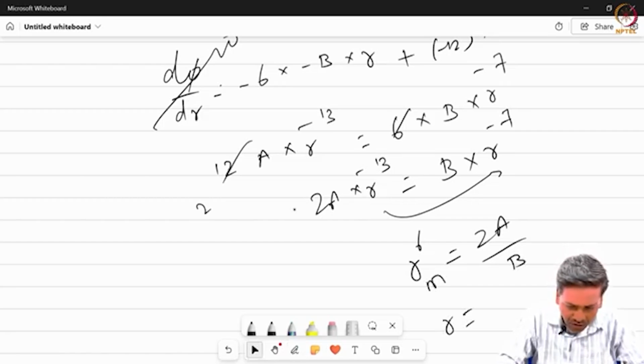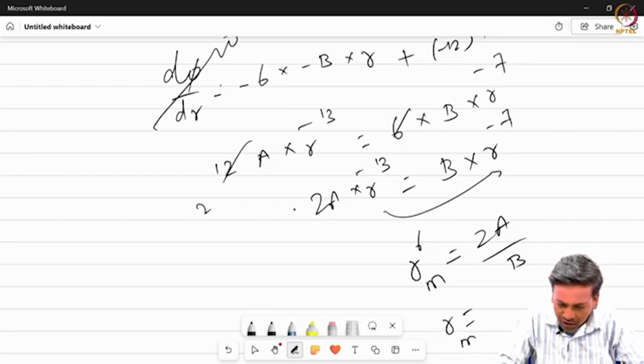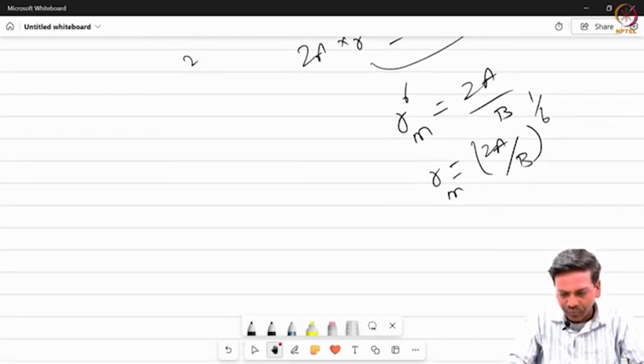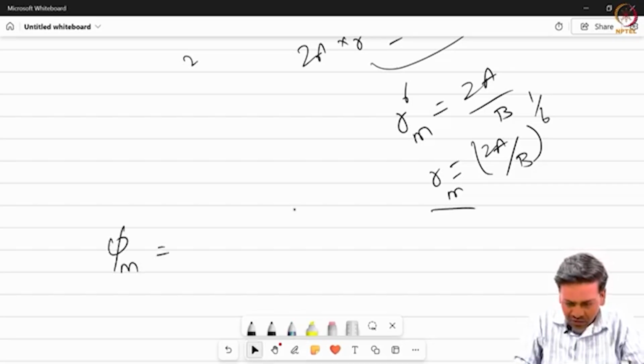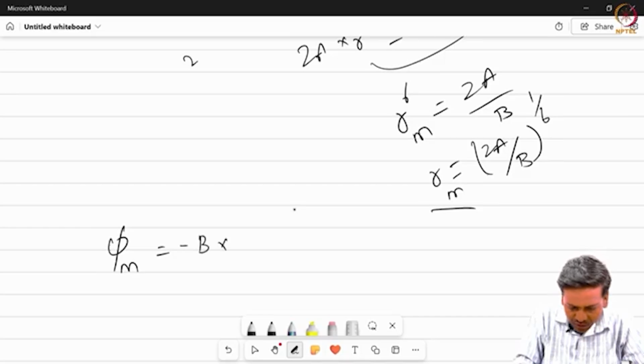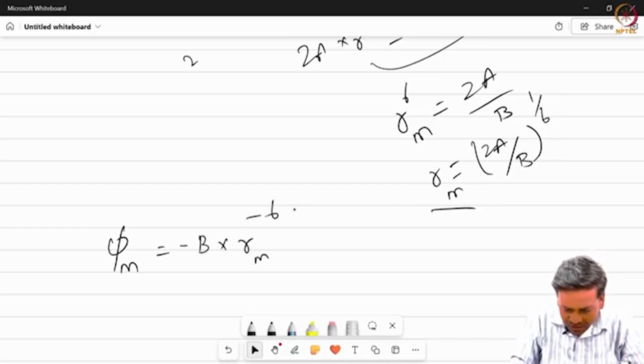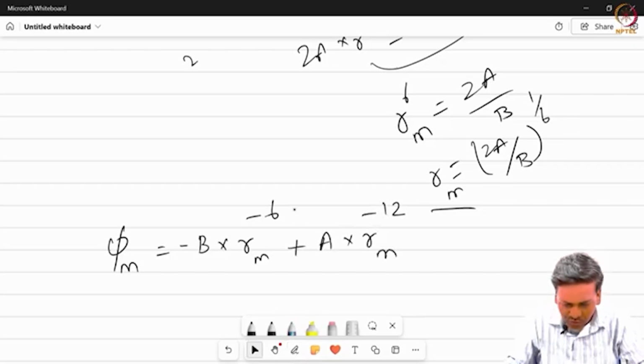This is actually the minimum, because we determined this by setting d pi by dr equal to 0. In such a case, what we get is a minima, where Rm is nothing but 2a by b power 1 by 6. Since we know Rm, we can also evaluate what is pi m. We just have to substitute this: pi m is minus b into Rm power minus 6 plus a into Rm power minus 12.